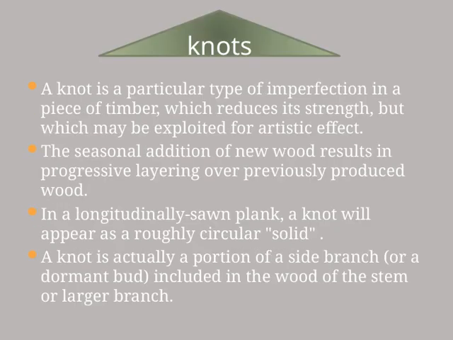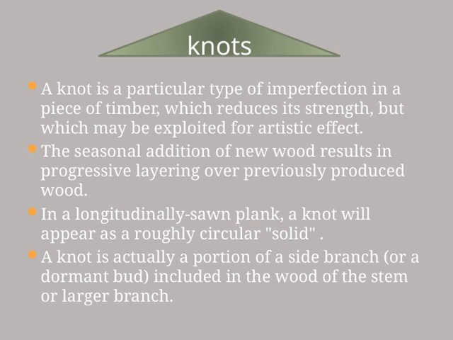A knot is a specific type of imperfection that we often encounter in timber. While it can weaken the wood, it also offers an interesting visual element that can be used artistically. It's fascinating to see how these natural features can add character to wood products. As the tree grows, it adds new layers of wood seasonally. This means that each layer builds upon the previous one, creating a layered structure over time. When we look at a long, longitudinally sawn plank, these knots typically show up as roughly circular, solid-looking areas.